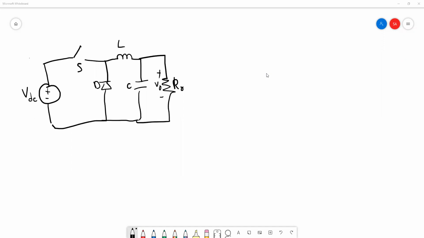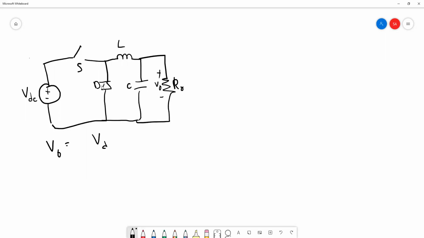This is the analysis of the DC-DC converter, specifically the step-down converter, which is called the buck converter. So this is the circuit. As you can see, we have the input voltage, the switch, which should be a fully controlled device such as a transistor, the inductor, the capacitor, and also our load, and this is the diode.